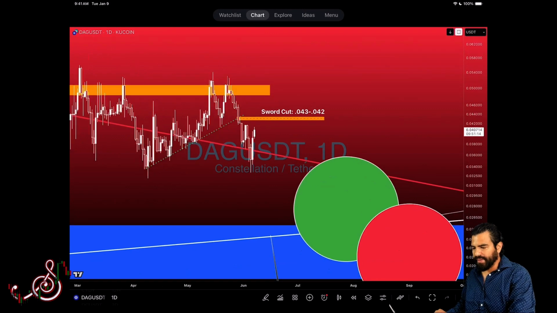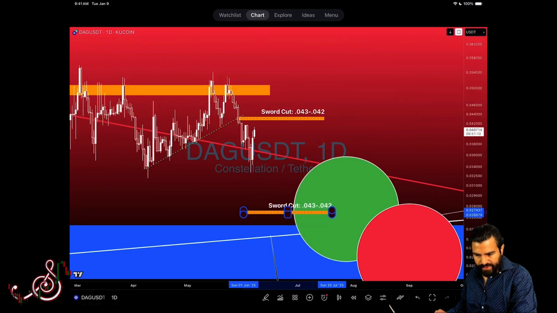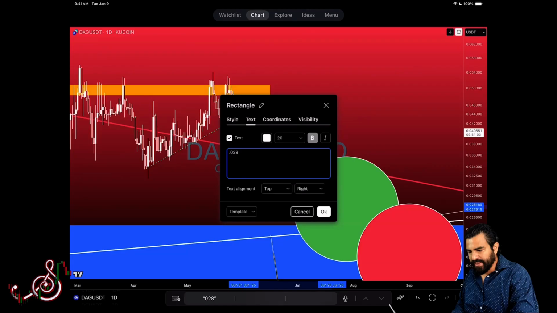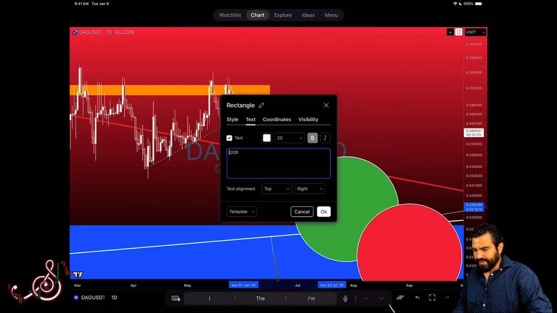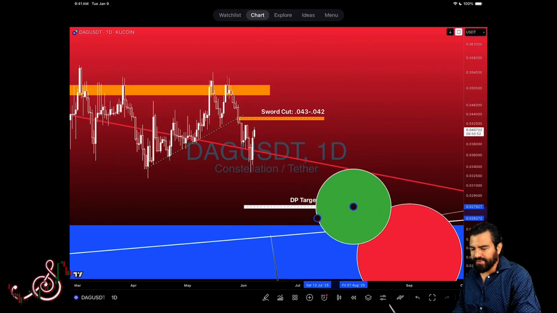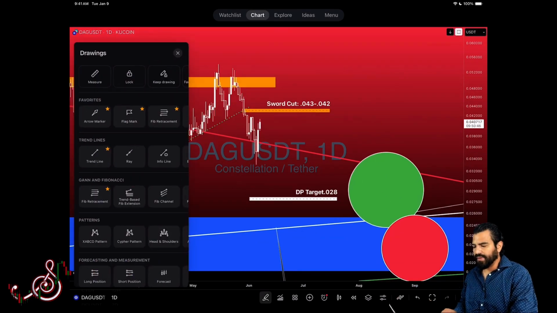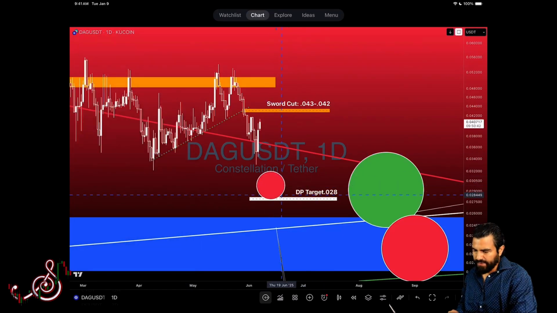So I'm going to borrow this flat and put it at 0.028, and then I'm going to put this block in white and label it DP target. All right, I'll stop there for this crypto. I spent enough time on this crypto. We'll put a small health bar there, so you guys can look for a possible bounce.